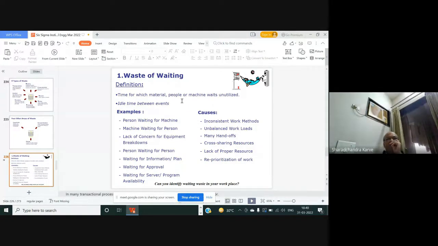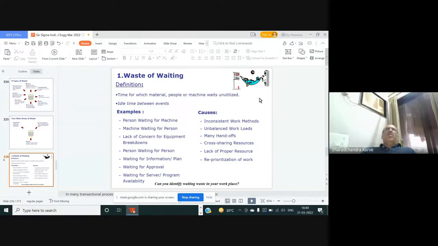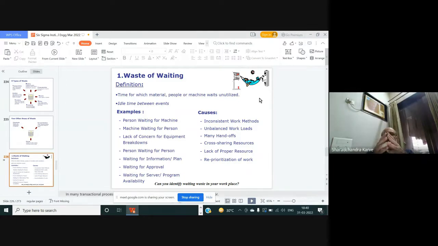So waste of waiting: time for which material, people, machine waits unutilized. If we balance the output of each and every step in the process, probably it will be a one-piece flow, and no individual at process 3 or process 4 has to wait for material to come from process 2. That is the meaning of waiting.